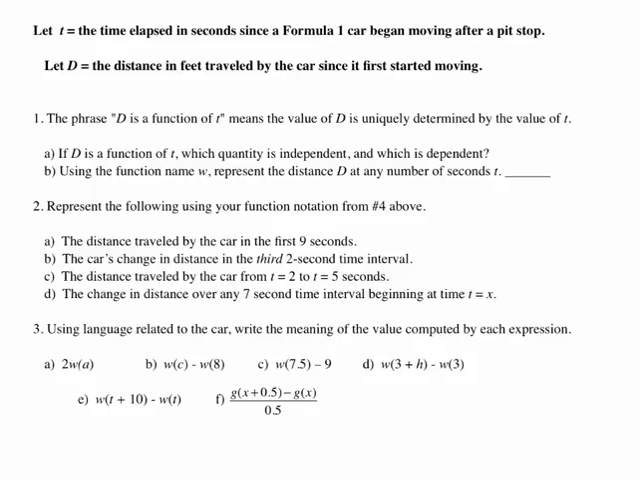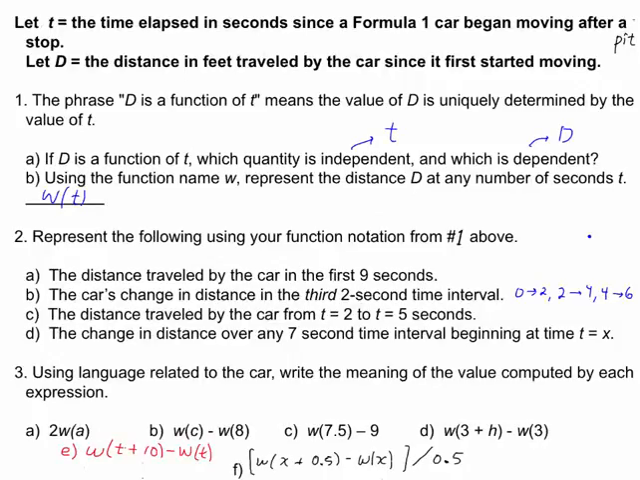No. Let's regroup here. Okay, so if d is a function of t, that expression will always be a function of independent, right? To say something is a function of something means it depends on that second thing. The first thing depends on the second, so the first is dependent and the second is independent. Just think about how you use that language.